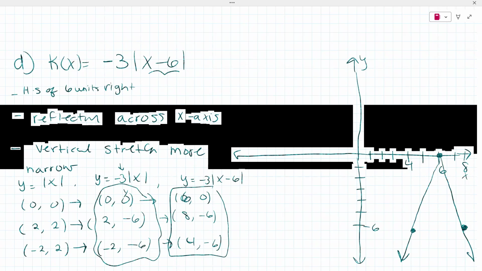And what would be the domain and range? So the domain is still all real numbers. The range is what? So my smallest y value is negative infinity, and my largest y value is, I believe, 0.